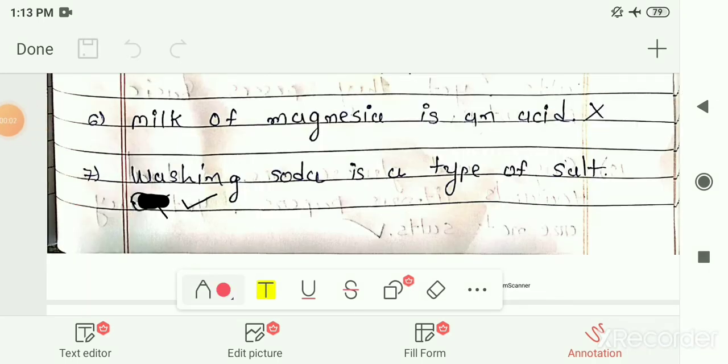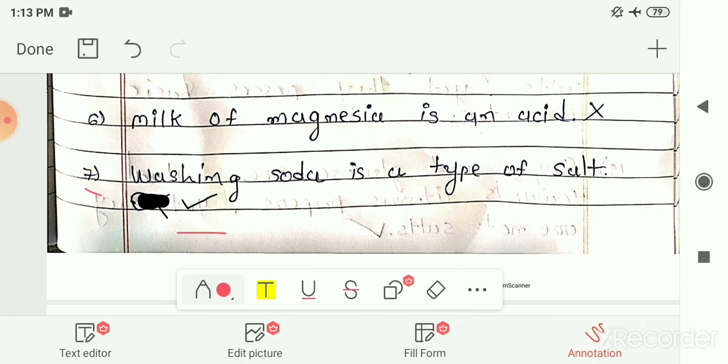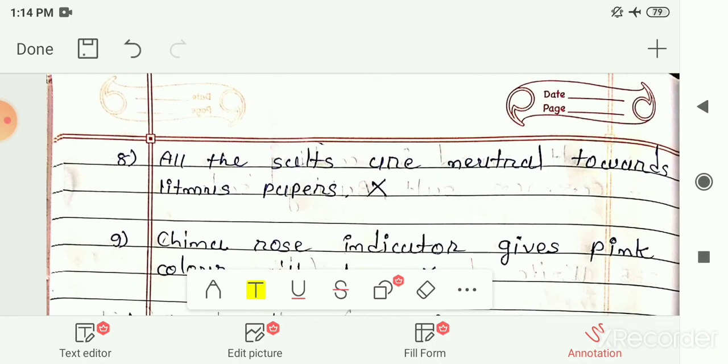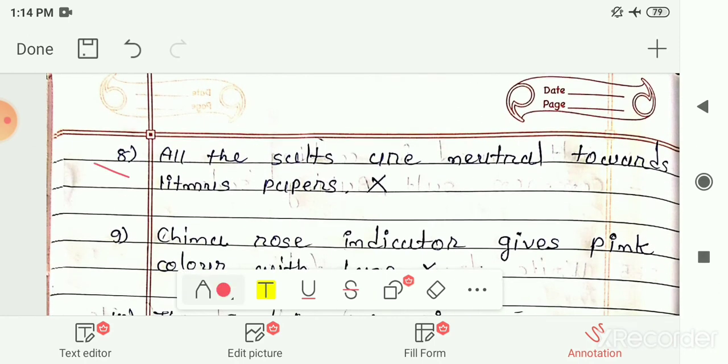Next, seventh number, washing soda is a type of salt. So here your answer is true. It is a kind of salt. Next, eighth number, all these salts are neutral towards litmus papers. So here your answer is false. As in the previous seventh number we had seen that washing soda is a type of salt, but it is basic in nature and it shows effect on the litmus paper, so it is not neutral towards the litmus papers. So here your answer is false.